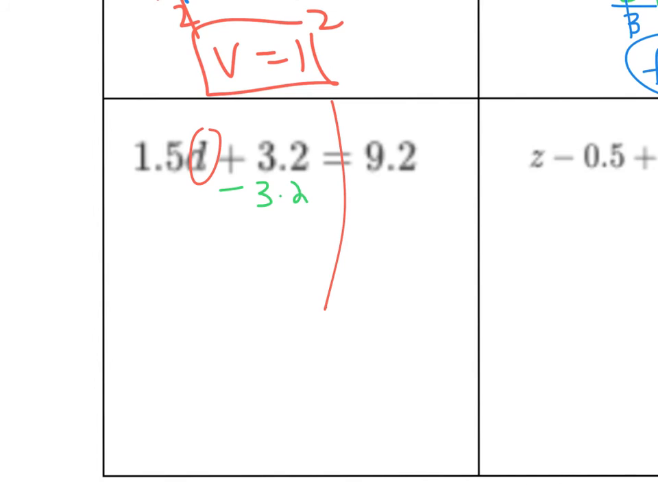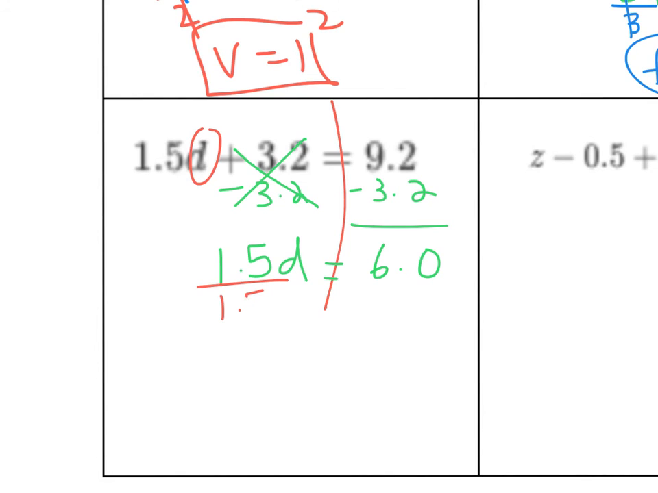Minus 3.2, minus 3.2. That goes away. This is 6. 1.5d. This right here is multiplication. The opposite of multiplication is division. Divide by 1.5, divide by 1.5. D equals, I'm going to double check it, 4.